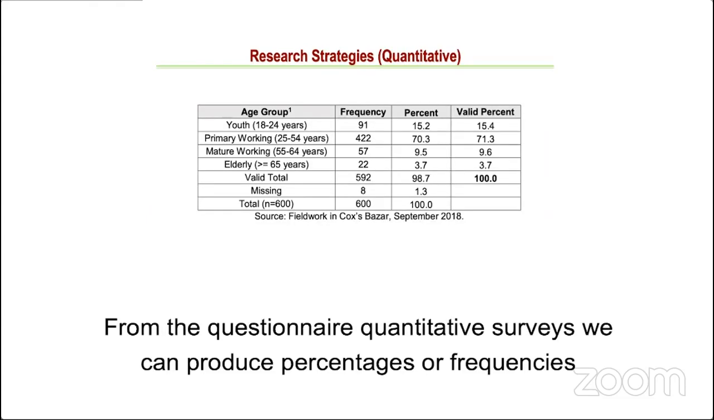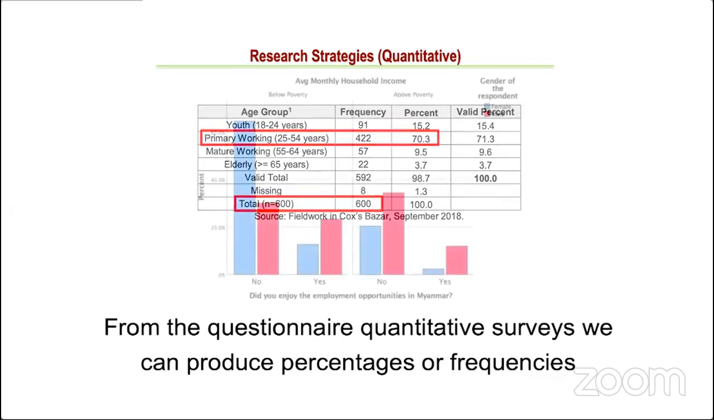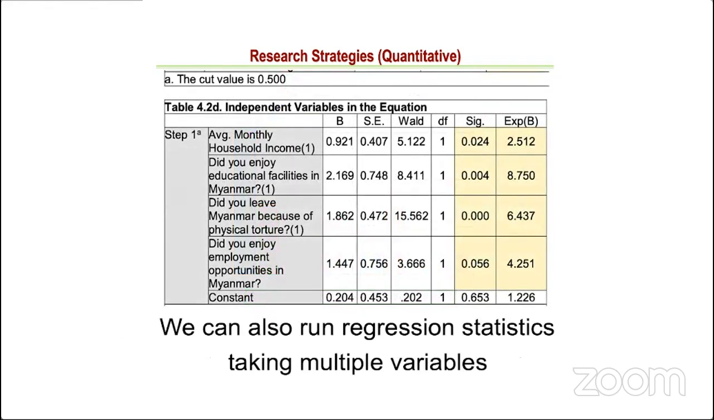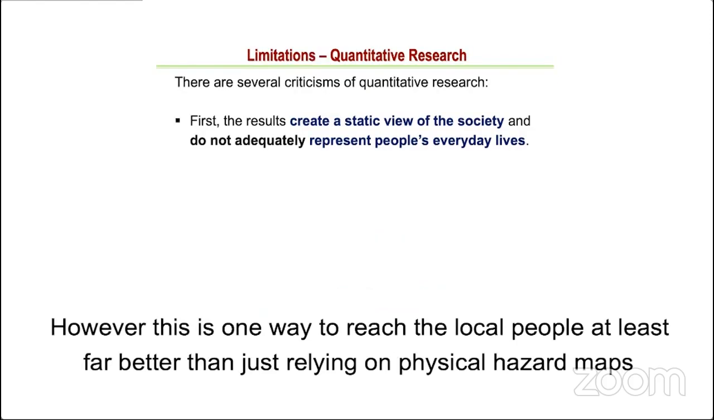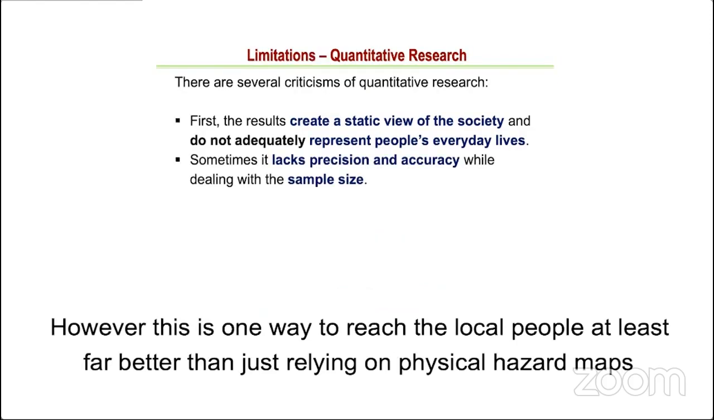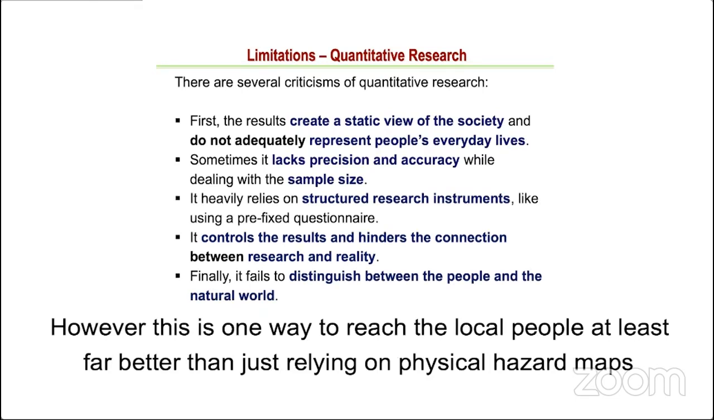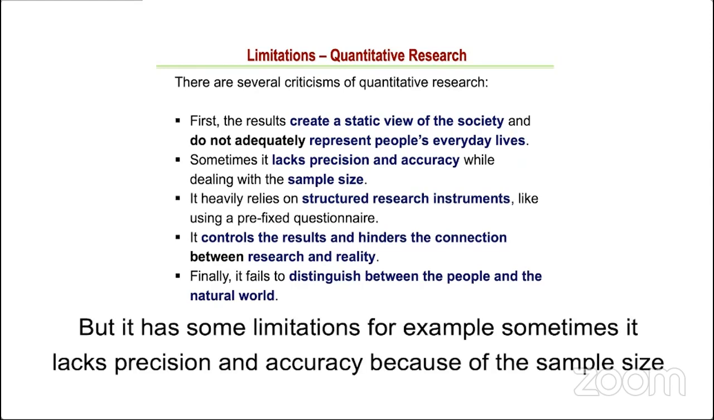From the quantitative questionnaire surveys, we can produce percentages or frequencies. We can even combine two or more variables and produce interesting graphs. We can also run regression statistics, taking multiple variables. However, this is one way to reach the local people, at least far better than relying only on a physical hazards map. But it has some limitations.